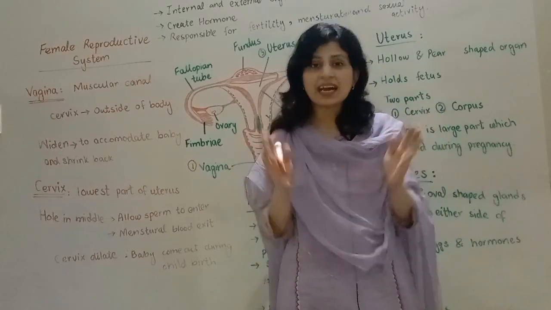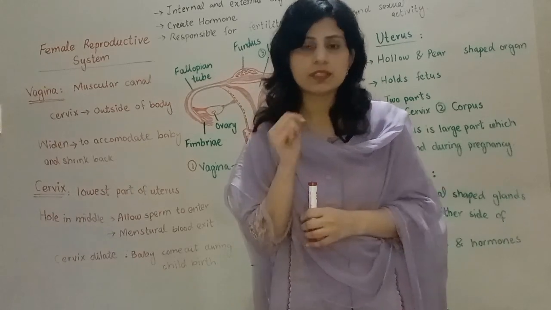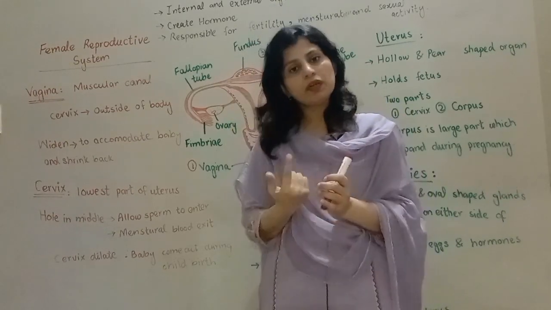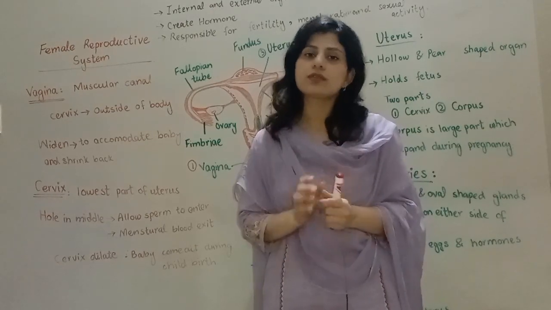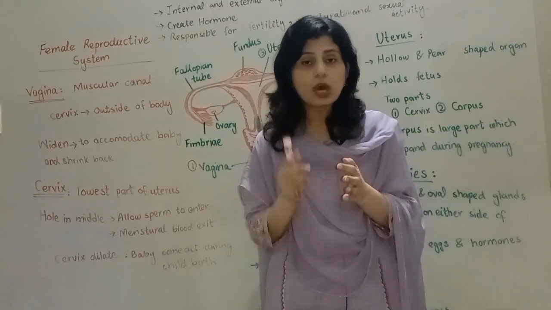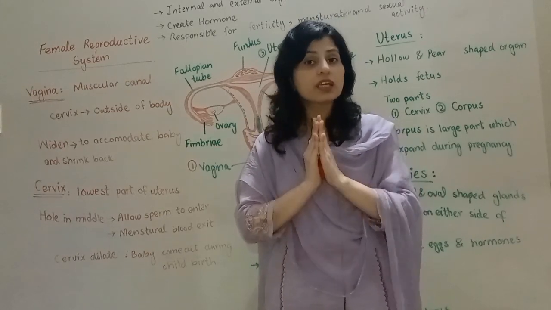Hey everyone, I am back with another video about the female reproductive system. The female reproductive system consists of two parts: the internal organs and the external organs. In this video, I'm going to talk about the internal organs of the female reproductive system.